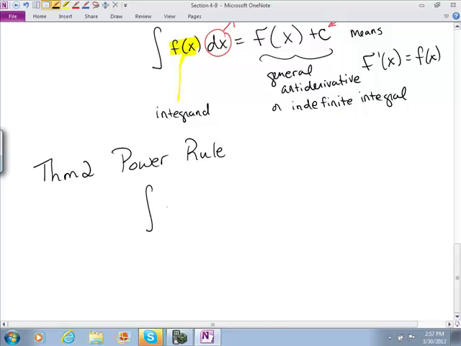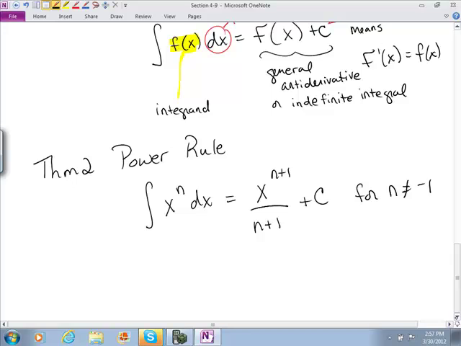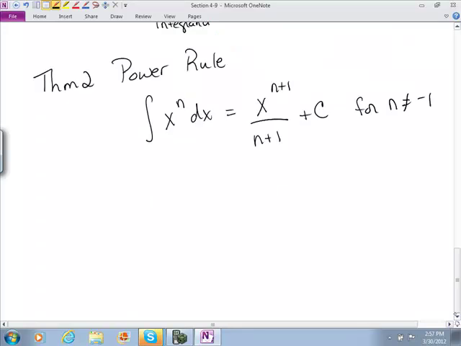If you want to integrate x to the n dx, what you do is, remember when it was x squared, we wanted it to be x cubed, so we added 1 to the exponent. So it's x to the n plus 1 divided by that same thing, n plus 1, and then plus c, as long as n is not equal to negative 1. Okay? Now, here's our rule. So we do x to the n plus 1 divided by n plus 1.